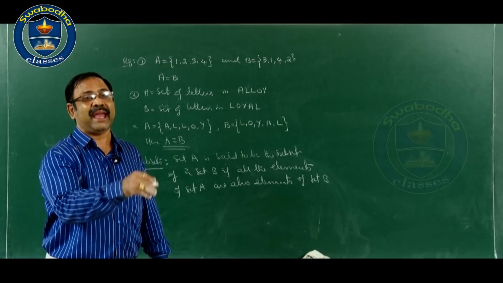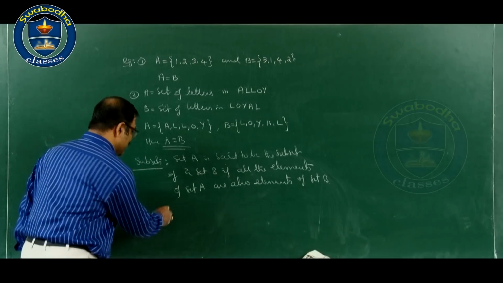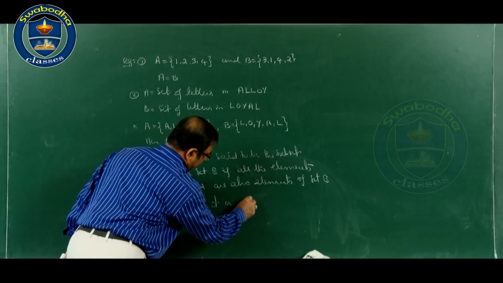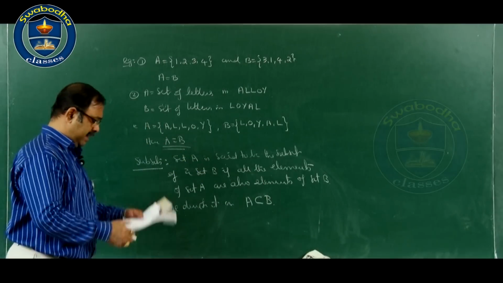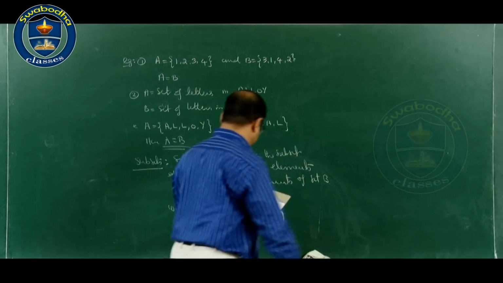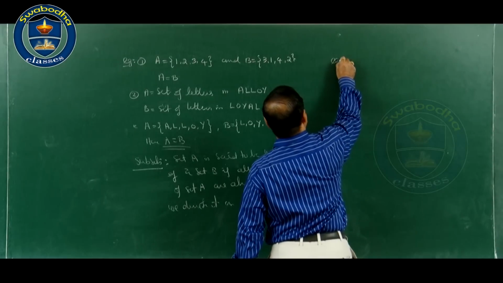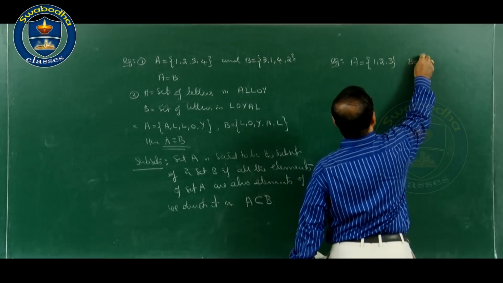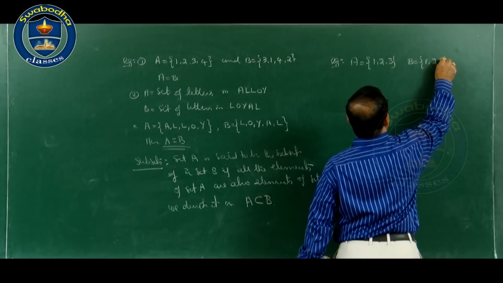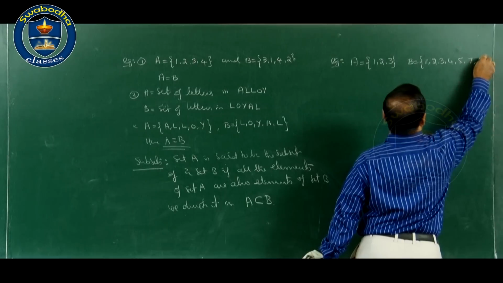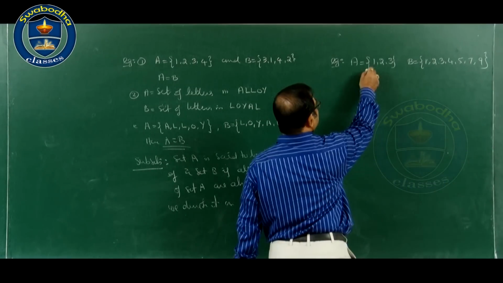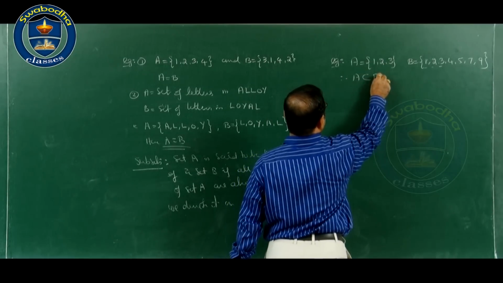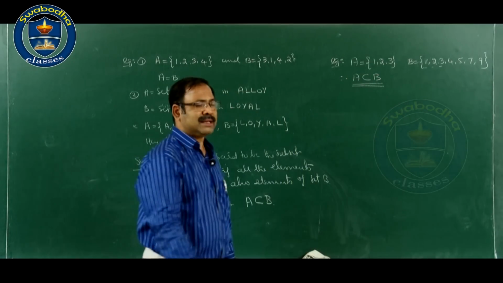Then we say A is the subset of B. Okay, so we denote it as A is a subset of B. Okay, we denote it like this. Now for example, let us consider, see, A is equal to 1, 2, 3 and B is equal to 1, 2, 3, 4, 5, 7, 9. Here the elements of A, 1, 2, 3, they are also in B. Therefore, A is a subset of B.